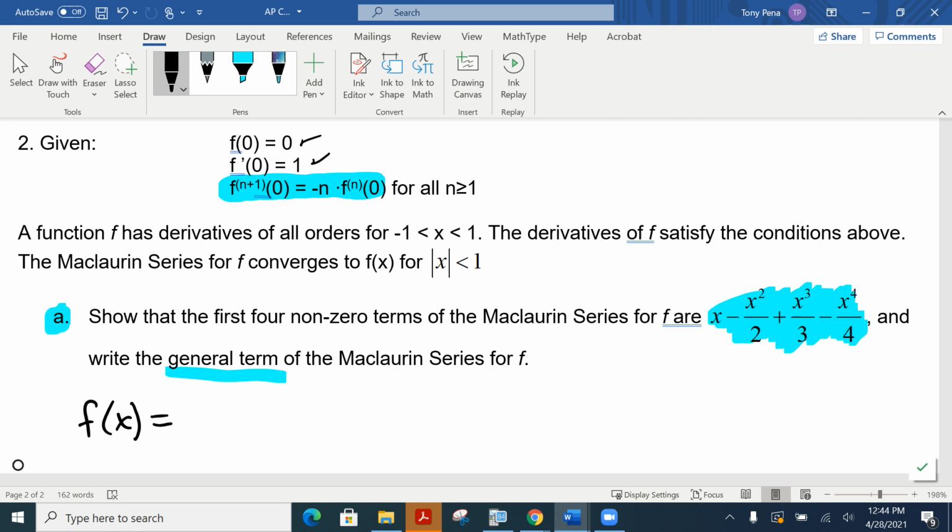Starts easy enough, right? We need our functional value, that's 0. However, that's not going to count as one of our first 4 terms, right? Because we wanted the first 4 non-zero terms, but that's our functional value. Then we now start with our whole little process here.